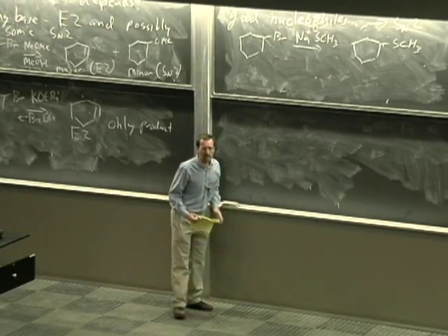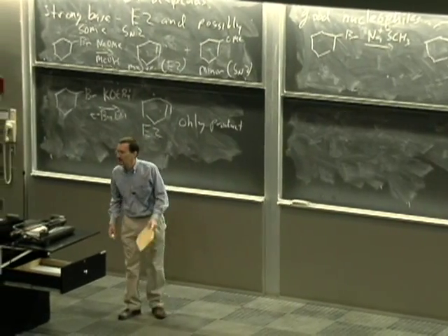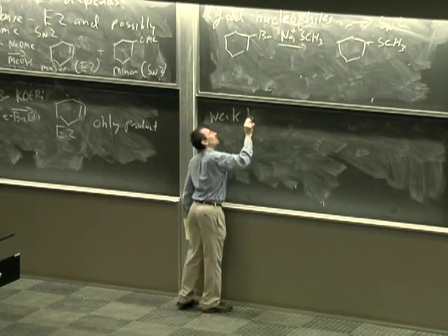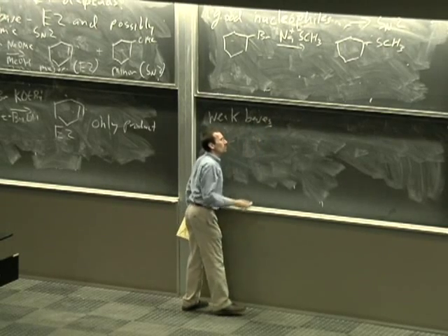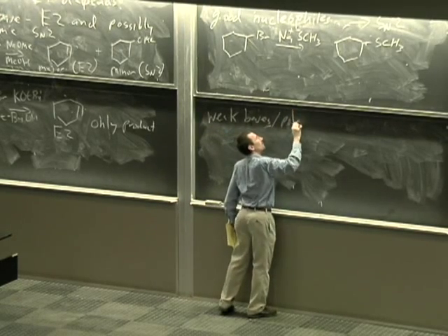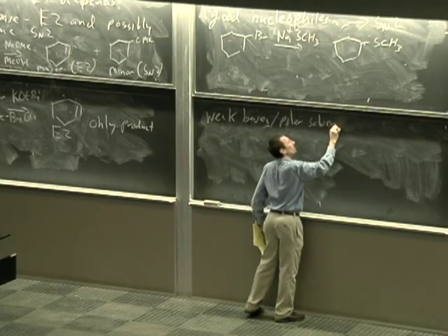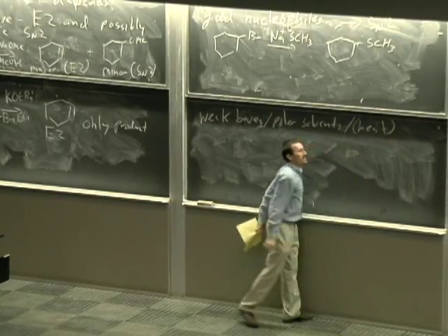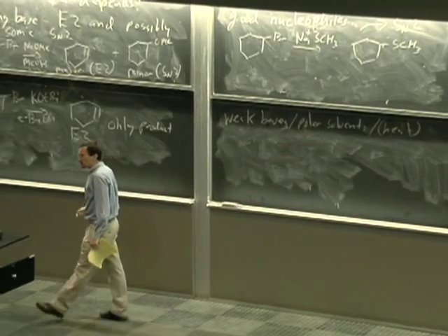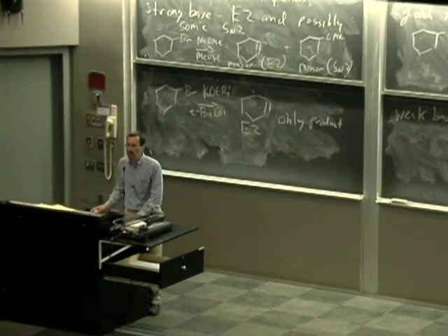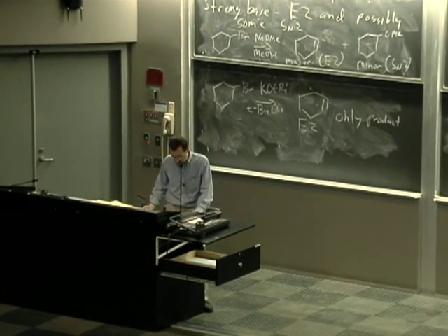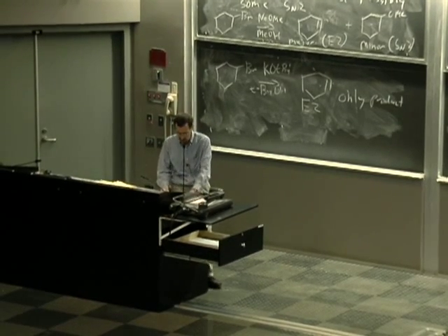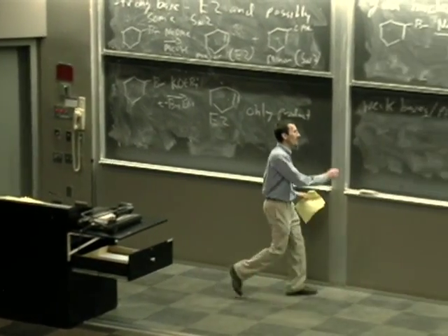Last category that one typically encounters is conditions where you have weak bases with polar solvents and sometimes maybe some heat to speed things up. Weak bases don't favor E2 elimination. Heat favors the formation of carbocations. Polar solvents favor the formation of carbocations.